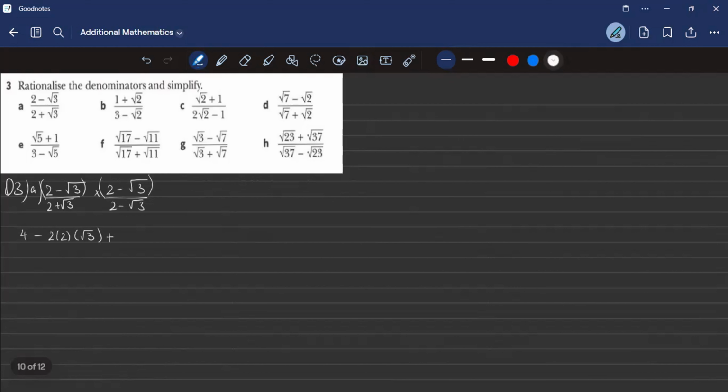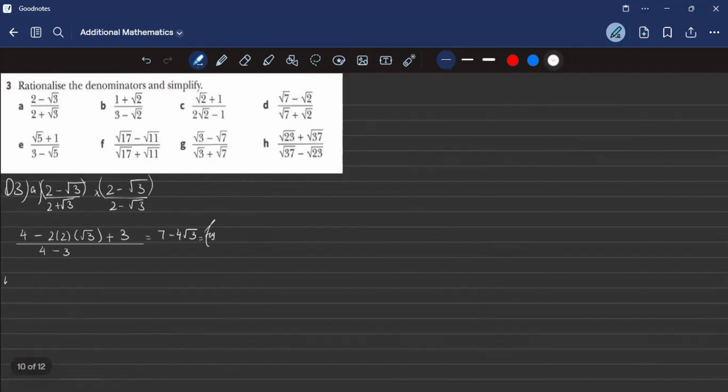What is under root 3 squared? It's equal to 3. Divided by, now what is (a plus b) multiplied by (a minus b)? It is equal to a squared minus b squared. So what is a squared? It's equal to 4. What is under root 3 squared? It's equal to 3. Simplify this. 4 plus 3 is 7, minus 4 under root 3, divided by 1. So nothing here. So 7 minus 4 under root 3 would be your answer for part A.